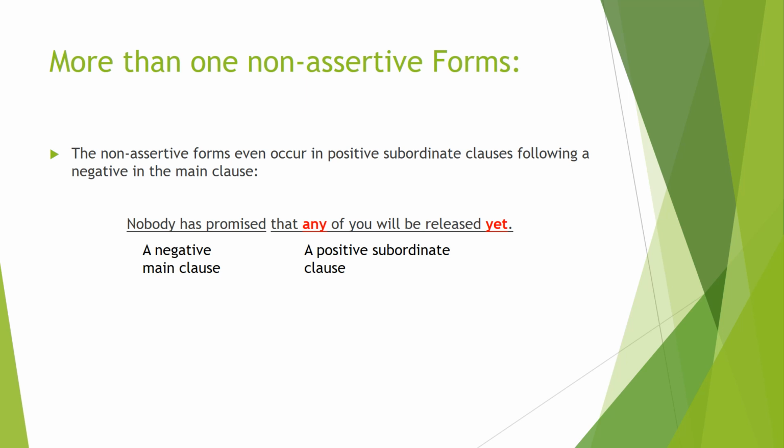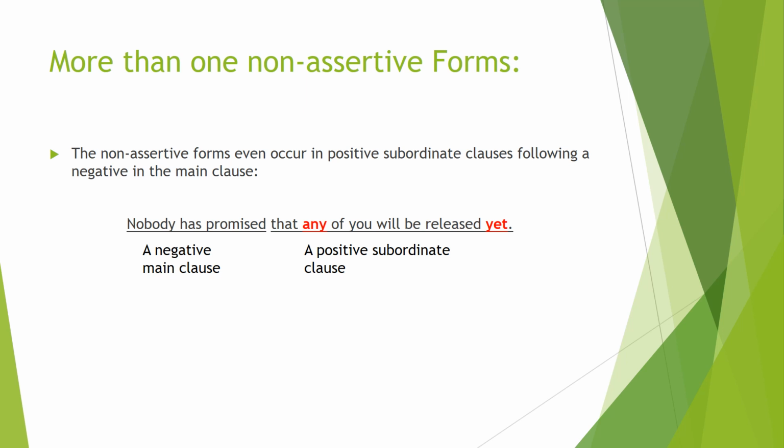For example, nobody has promised that any of you will be released yet. This sentence has two clauses. The first clause, which is the main clause, is nobody has promised. The subordinate clause, which is the that clause, is that any of you will be released yet. So the first clause is negative by using nobody. The subject itself is negative by using the indefinite pronoun nobody.